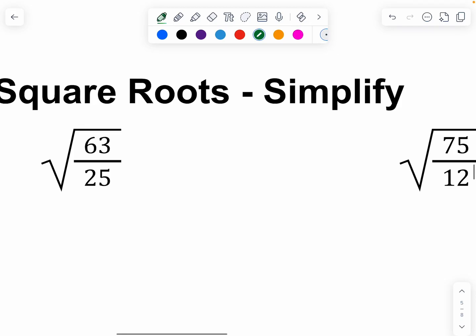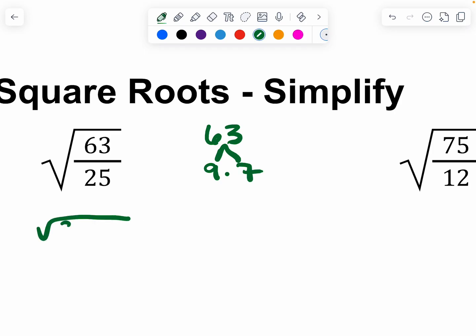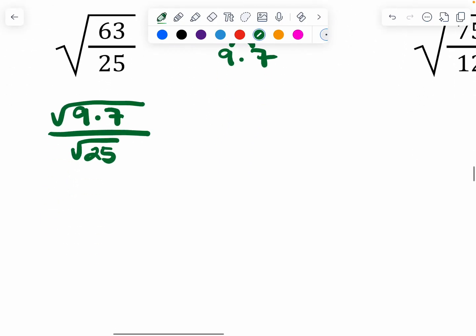Okay, so the next one. Well, 63, 5 doesn't go into that, so there's no way to simplify that. So I look at 63. That is 9 times 7. So I have the square root of 9 times 7 over the square root of 25. Square root of 9 is 3. You can't take the square root of 7 over 5.